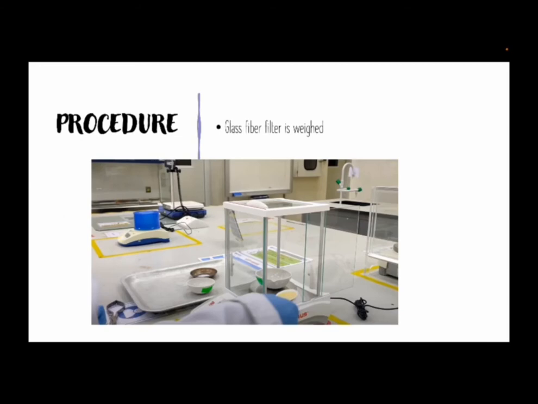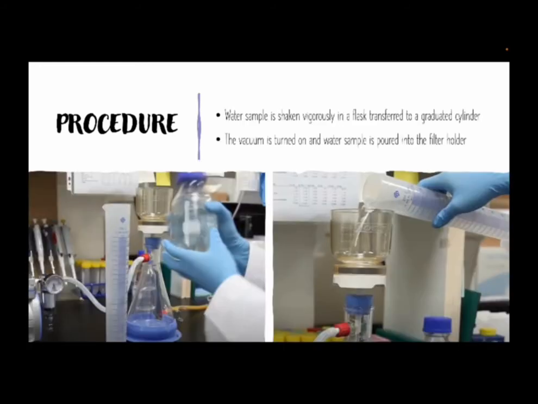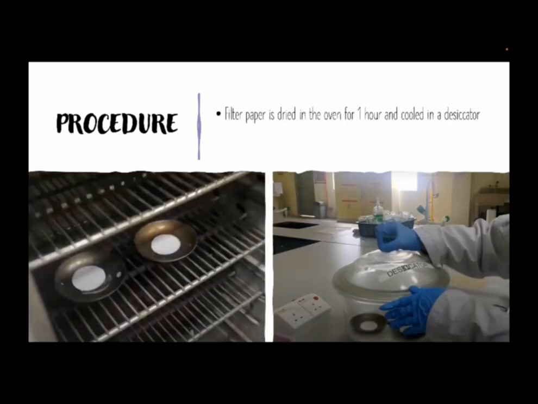Firstly, a glass fiber filter is weighed to obtain the initial weight of the filter. Next, the water sample is shaken vigorously in a flask and transferred to a 1000 milliliter graduated cylinder. The vacuum is turned on and the water sample is poured into the filter holder using the filter that was weighed earlier. The graduated cylinder and funnel are rinsed with distilled water 3 times to ensure all suspended solids in the water sample are transferred into the filter.